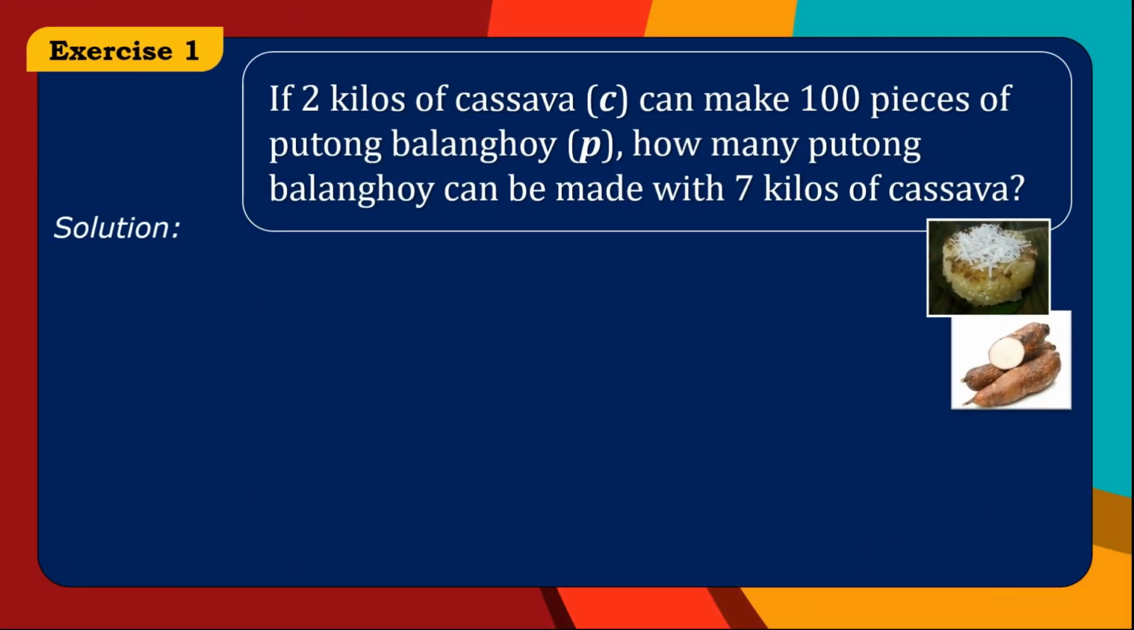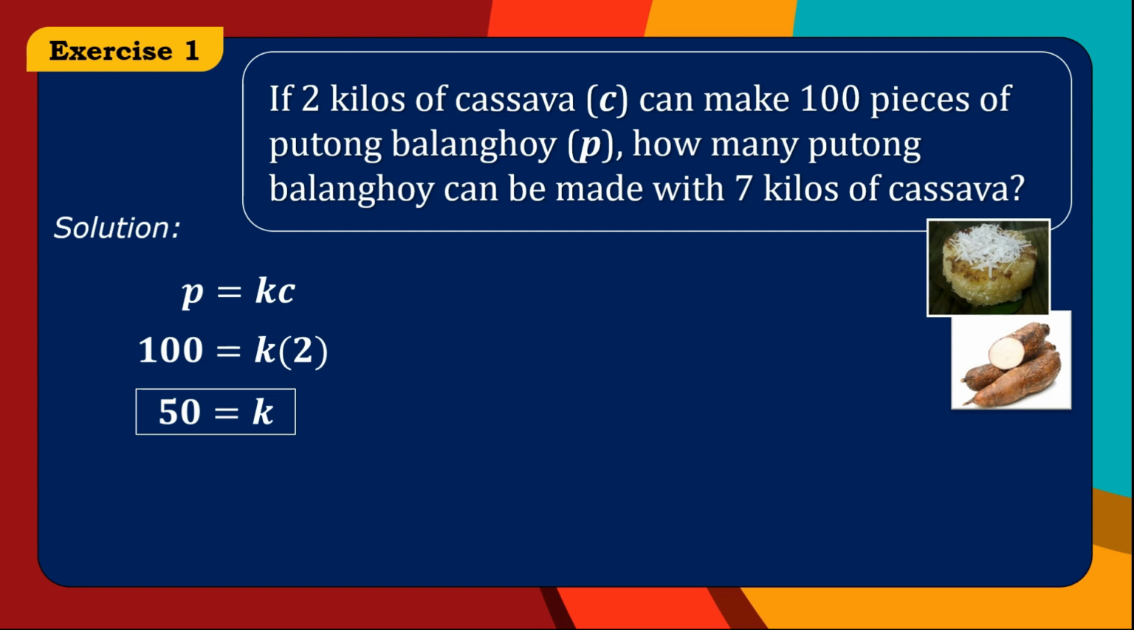Step 1. Since the number of putong balanghoy varies directly to the number of kilos of cassava, we can express the equation as P is equal to K times C. Step 2. To find K, we substitute the values of P and C from the given condition. So we have 100 equals K times 2. Then dividing both sides by 2, we get 50 equals K.